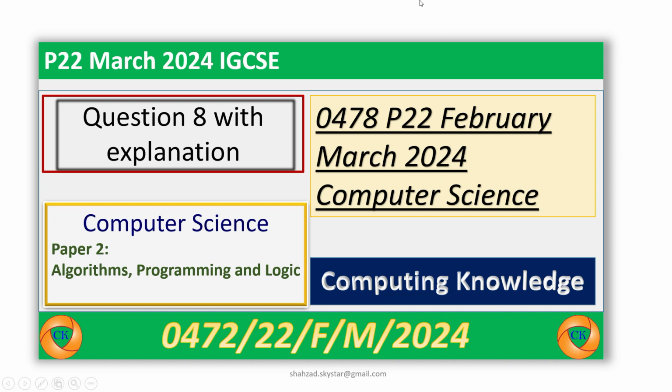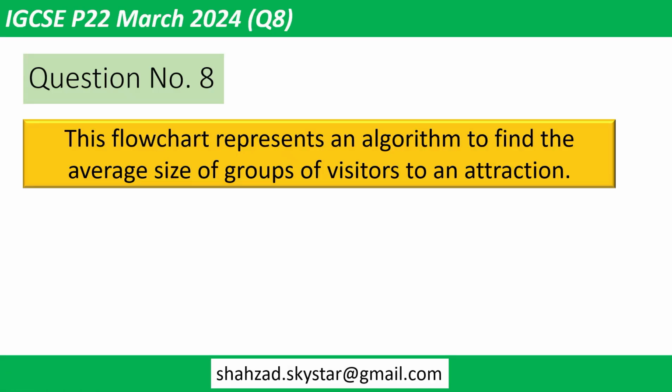Bismillahirrahmanirrahim. In this video session, I'm going to explain question number 8, and this question number 8 belongs to 0478 paper 22 variant February and March 2024. In question number 8, this flowchart represents an algorithm to find the average size of group of visitors to an attraction.